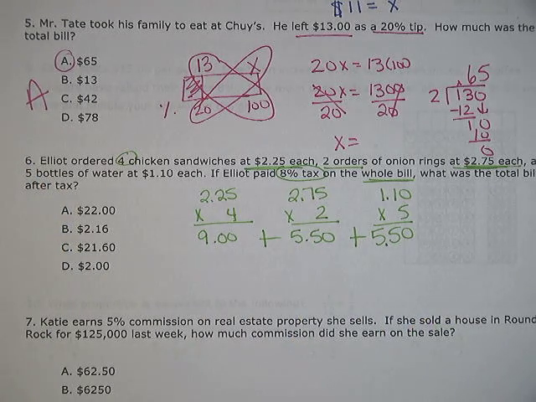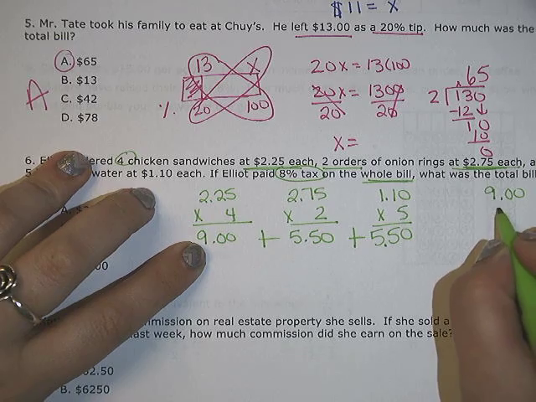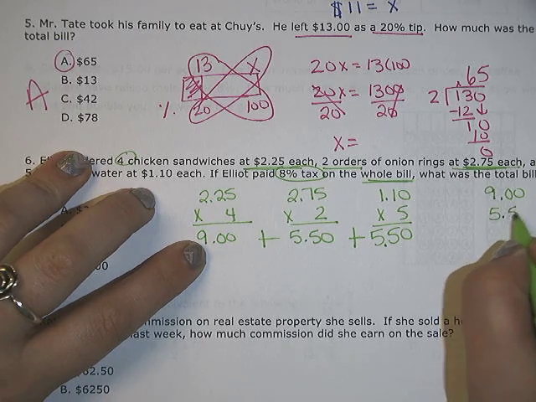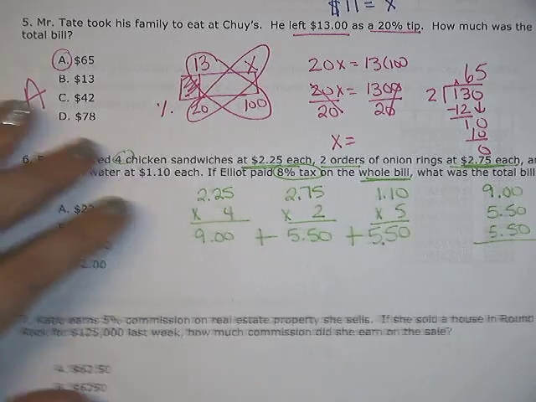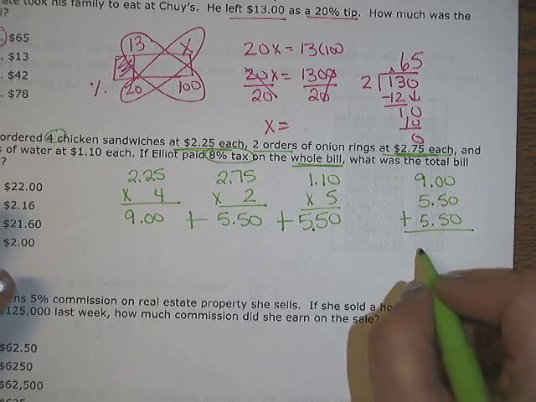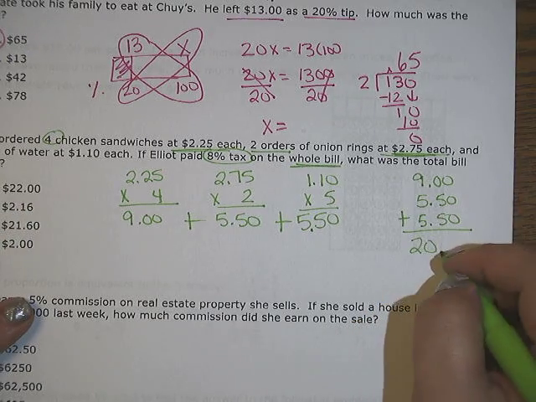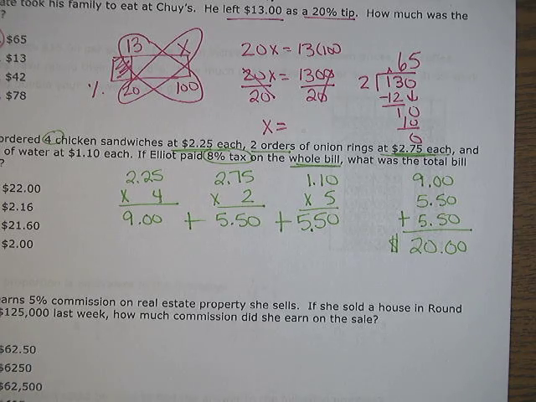Well, now that I've figured out the amount for each item, I'm just going to add the items. Now, I would never add them like this because it's very easy to not have my decimal lined up. So I would rewrite them. 9.00. Remember, you're lining up your decimal. Make sure that you can draw a straight line through your decimal. When I add that up, $9 plus $5.50 plus $9, I should get $20.